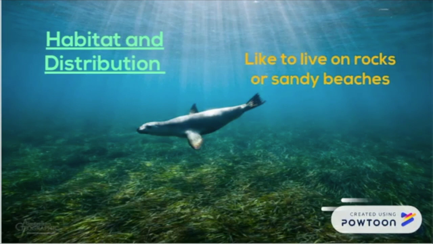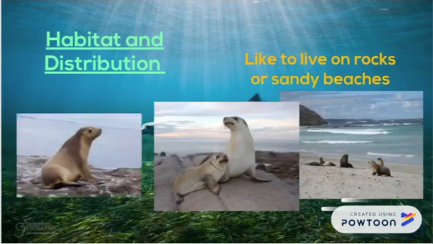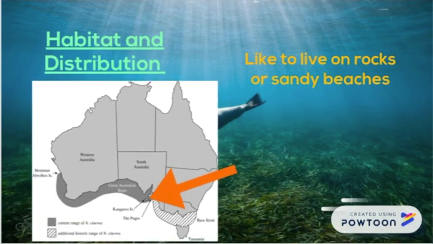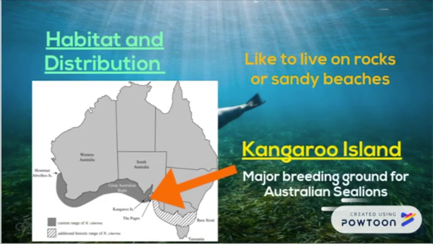Habitat and distribution. Australian sea lions like to live on rocks or sandy beaches where it is isolated, mainly on offshore islands such as Kangaroo Island, which is a major breeding ground for Australian sea lions.